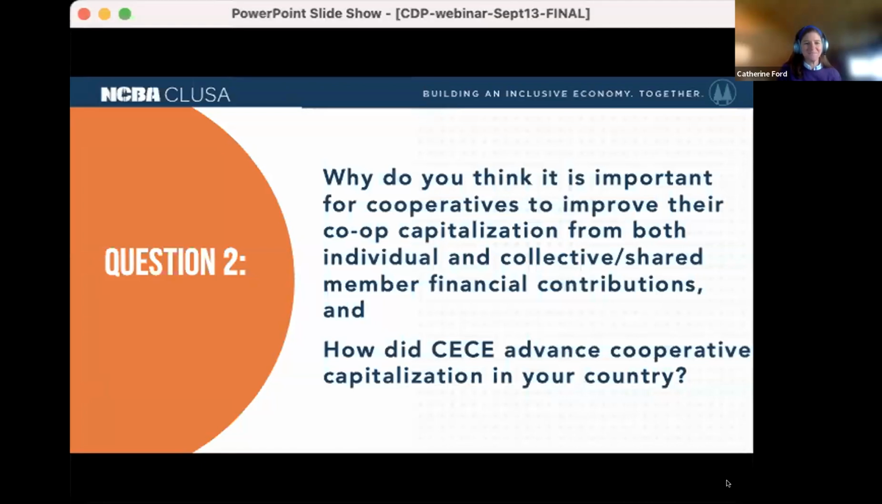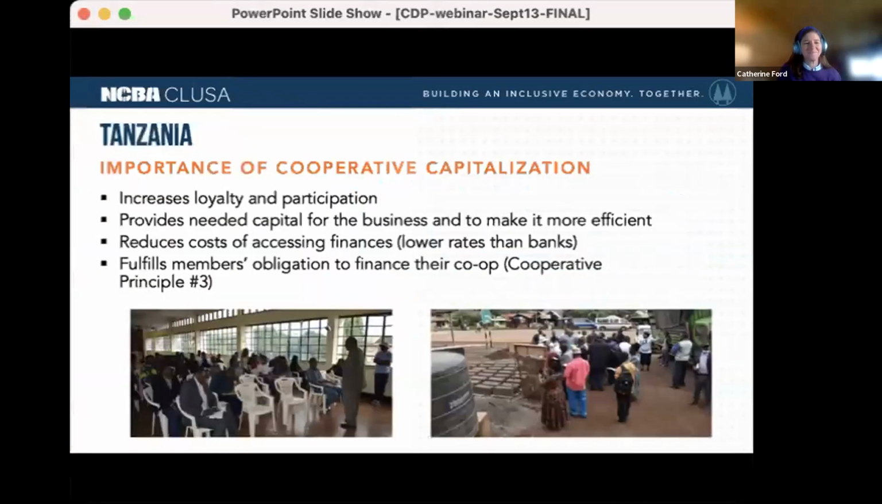Okay. It is important because of the following reasons. One, it increases loyalty and participation. It provides needed capital for the business and makes it more efficient. It reduces the cost of borrowing, lowers interest rates. It fulfills the members' obligation to finance their cooperative, principle number 3.